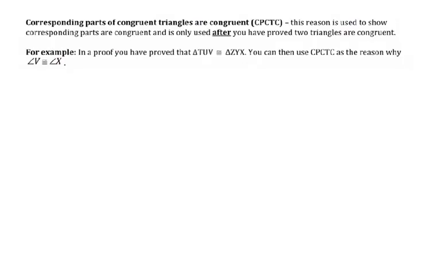Okay, let's go to the next part of the lesson. It does say at the bottom about corresponding parts of congruent triangles are congruent, and it just says what I just told you. This reason is used to show that corresponding parts are congruent, and it can only be used after you have proven that two triangles are congruent. So for example, if you have already proved that these two triangles are congruent, then you could say that angle B is congruent to angle X because of CPCTC. Remember what these letters stand for. You have to show that they're congruent triangles first.